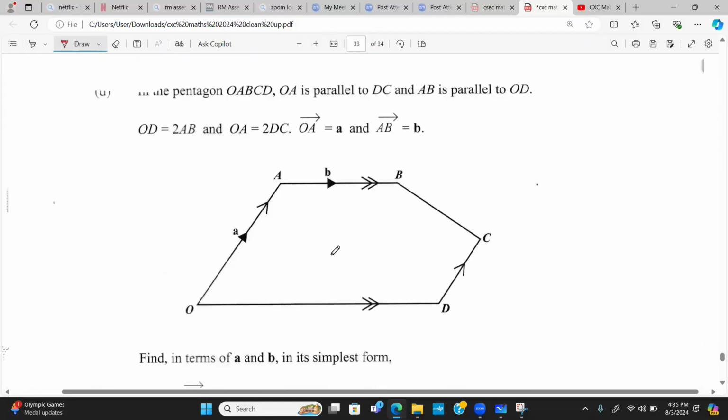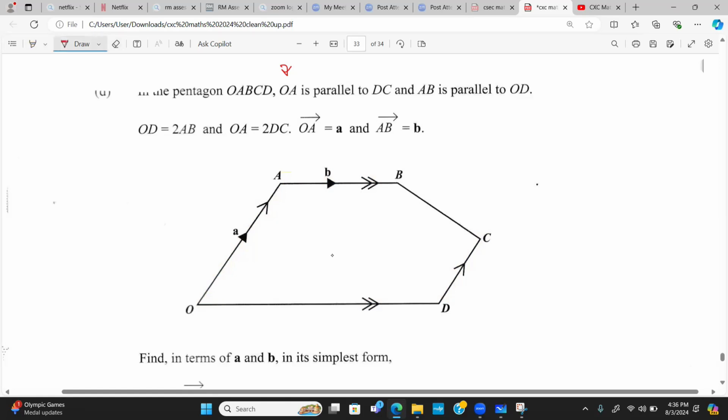So we're looking at a pentagon here, OABCD. OA, we were told, is actually parallel to DC. In other words, this is parallel to this, and we've gotten that OA is also parallel to DC. So we have some parallel vectors coming out right here. Now, let's see what we have to do.